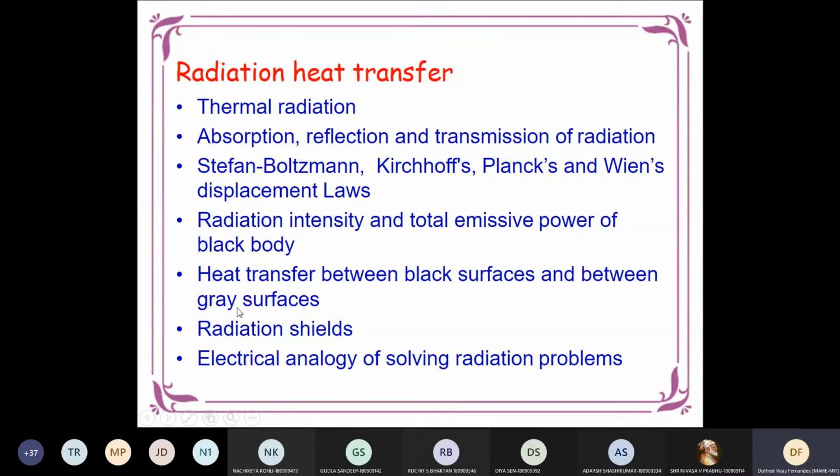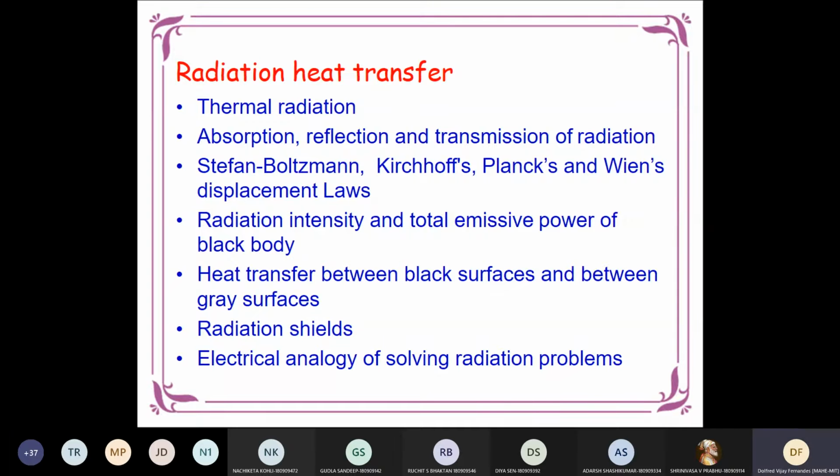Then, in order to reduce the radiation heat transfer, we use a shield called a radiation shield, which is a highly reflective sheet of metal. That will reduce the heat transfer rate, and we will consider that in the final application. Radiation problems will be solved using electrical analogy. So this is the final chapter.